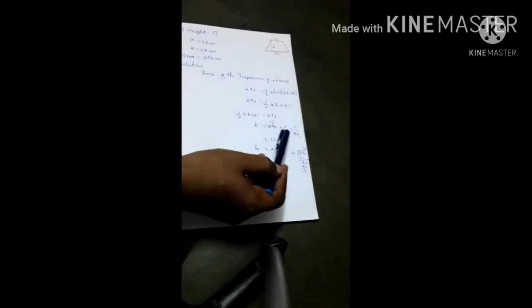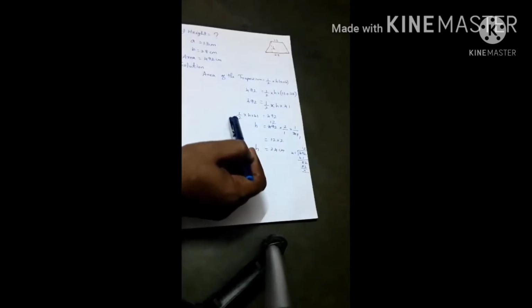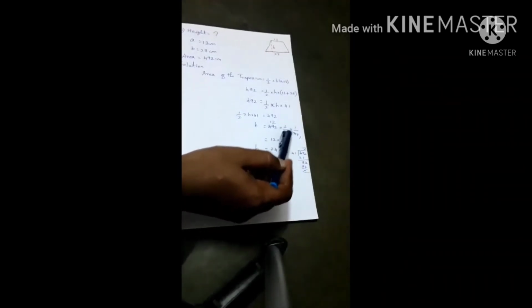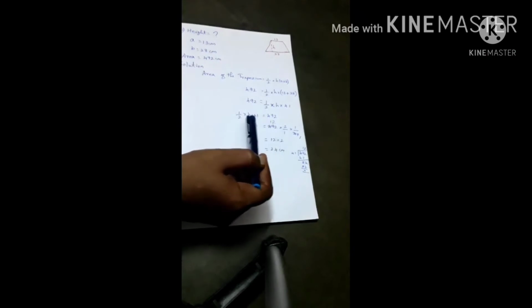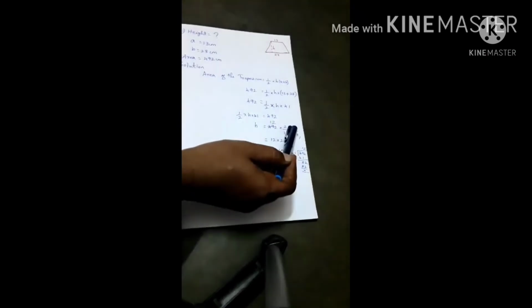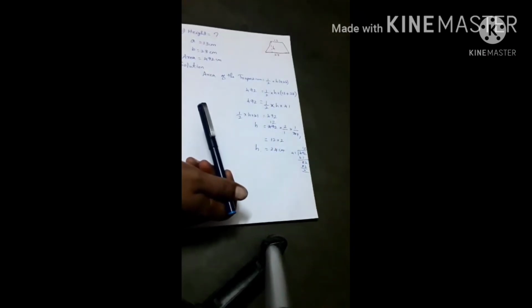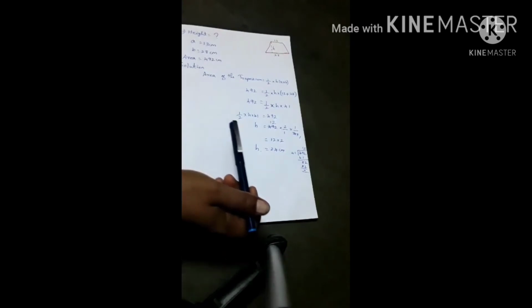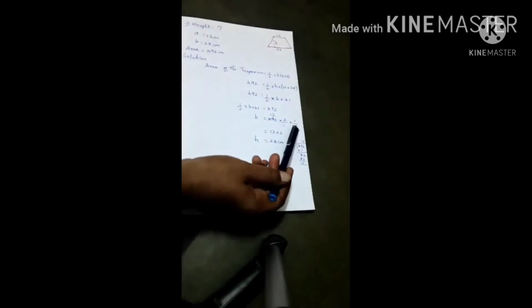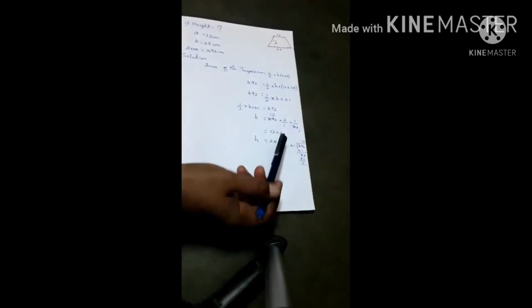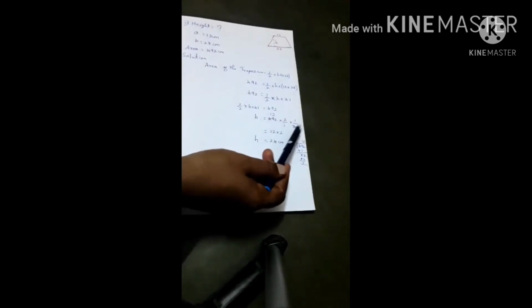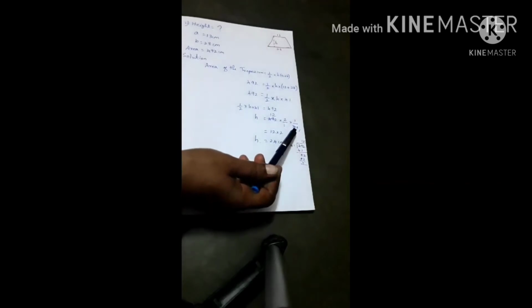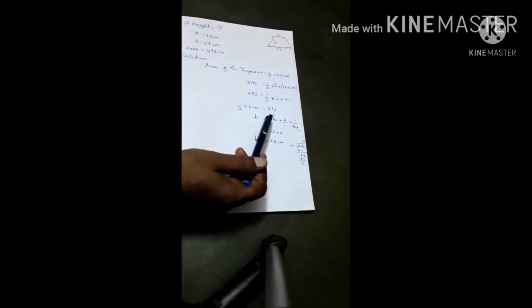Next, 1 by 2. How do I bring it? 1 by 2 comes this side and becomes 2 by 1. Next, 41 comes this side and becomes 1 by 41. Now I want to cancel 41. I can cancel 2 or 492. The 2 is a small number, I can't cancel 41 with it. So I cancel 41 and 492.